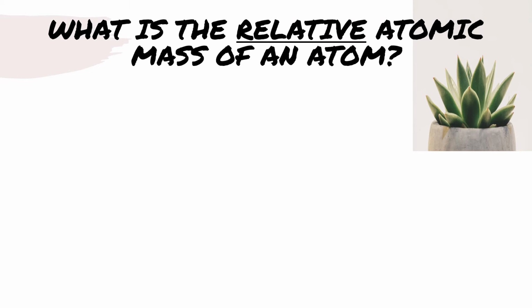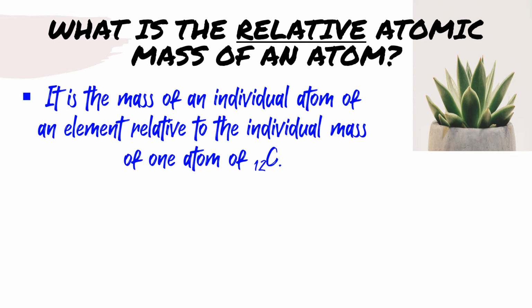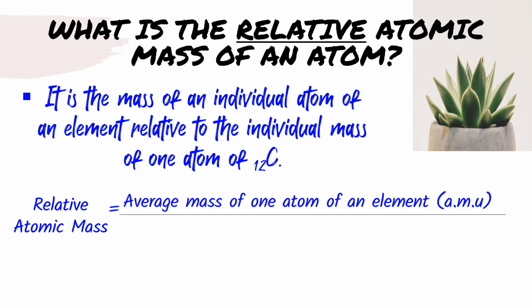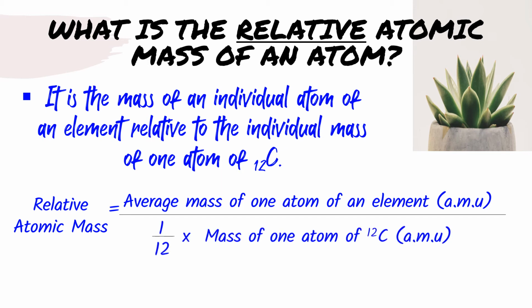And how about the relative atomic mass of an atom? Relative atomic mass of an atom is the mass of an individual atom of an element relative to the individual mass of one atom of carbon-12. Relative atomic mass is the average mass of one atom of an element recorded in AMU unit divided by 1 over 12 times the mass of one atom of carbon-12, which is recorded in AMU unit as well. Relative atomic mass has no unit.